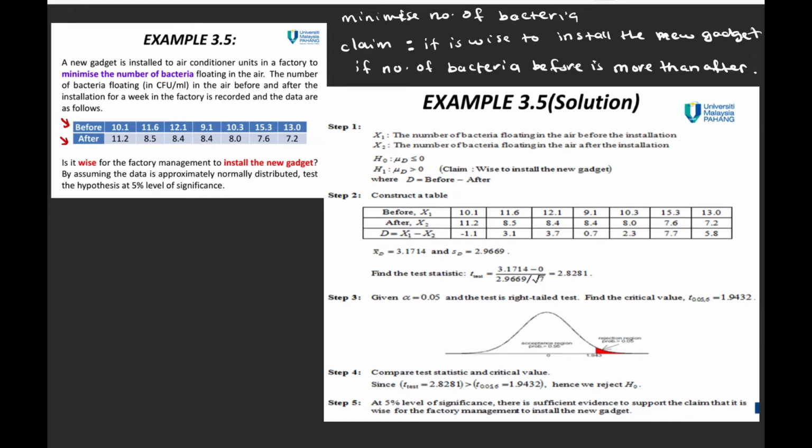So from this question, I make my own claim. My objective is I want to minimize the number of bacteria. So if I want to minimize the number of bacteria, the number of bacteria after I install the new gadget must be less than the number of bacteria before I install the new gadget. So I claim that it is wise for me to install the new gadget if number of bacteria before is more than after. So baguslah untuk saya install new gadget untuk aircon tu kalau number of bacteria selepas pasang lagi sikit daripada sebelum pasang, ataupun sebelum pasang lagi banyak daripada selepas pasang. Okay, so this is my claim. I claim that it is wise to install the new gadget if number of bacteria before is more than after.